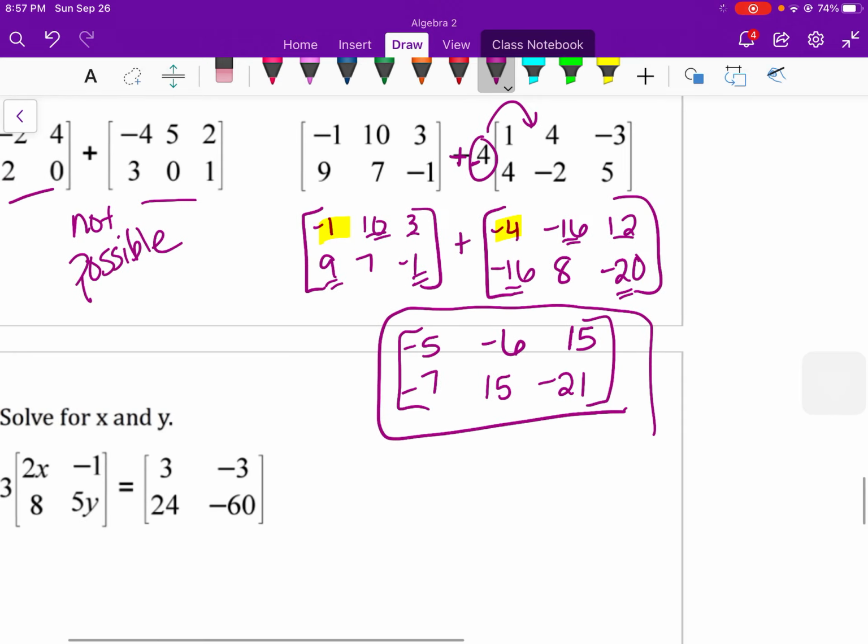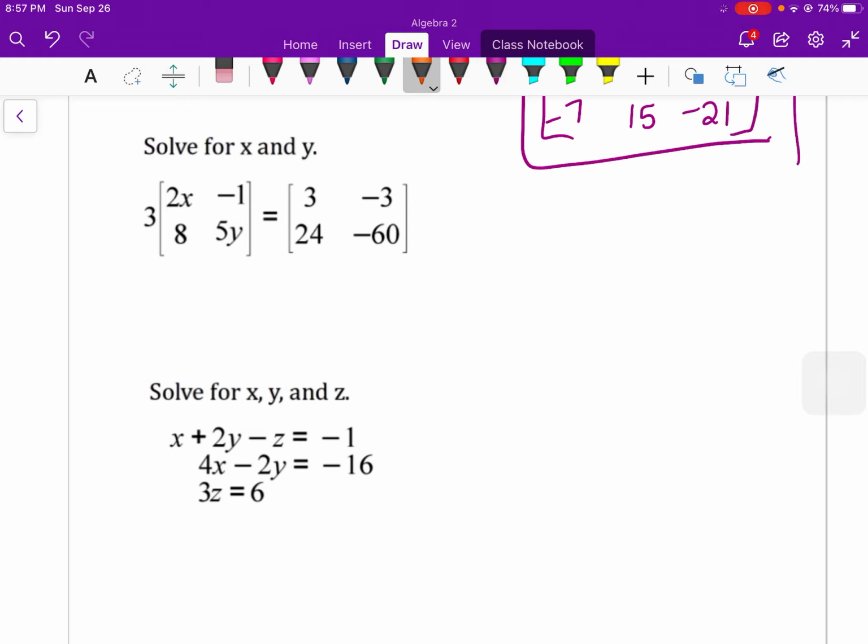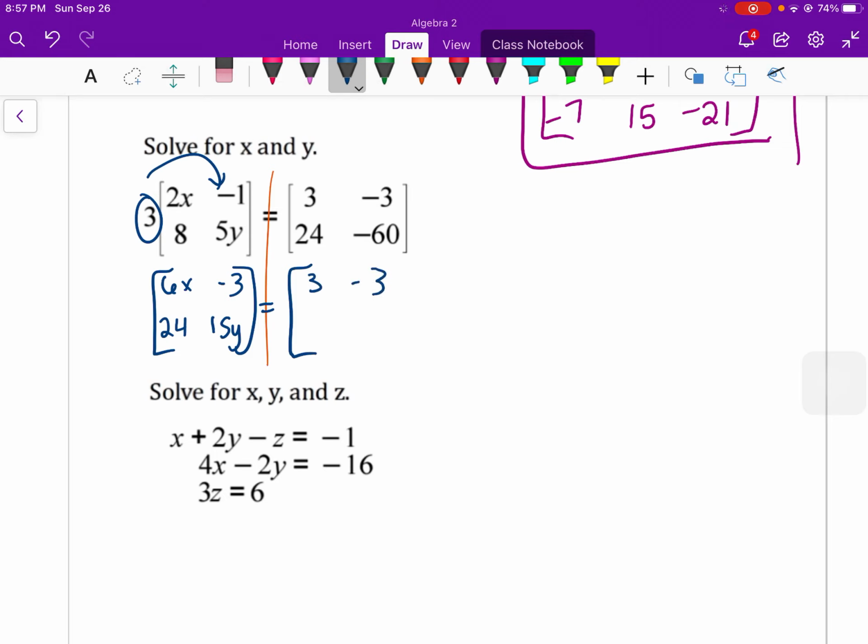All right, solving a matrix equation for x and y. So just remember you have your equal sign, so the matrices are equal, which means the corresponding positions have to be equal. So do any matrix operations that you need to, like this one, I have a 3 times this matrix, so I'm going to multiply that in. I'm going to get 6x and then -3, 24, and then 15y. Once you've done all your operations on the left side, then you have equal matrices.